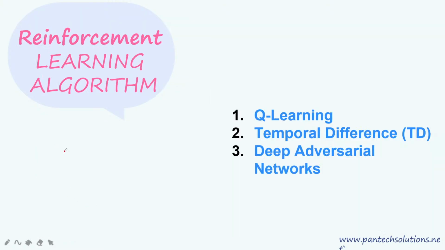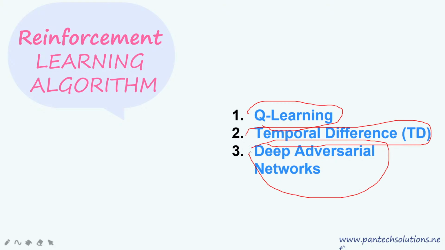And for reinforcement learning we have Q learning, temporal difference (TD), and deep adversarial network. These are the three algorithms we are currently using. Q learning is one of the most popular reinforcement learning algorithms.